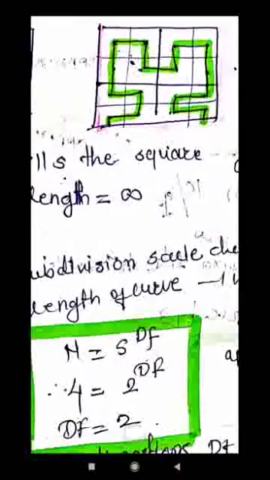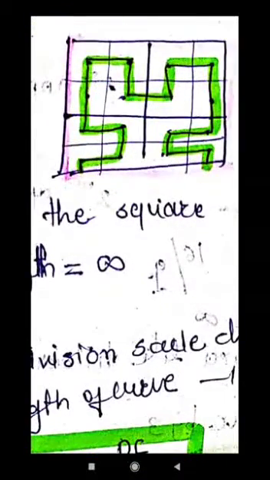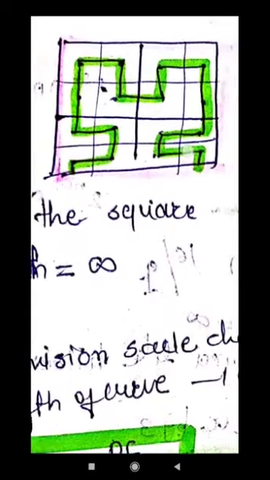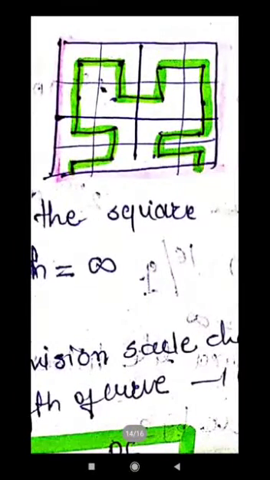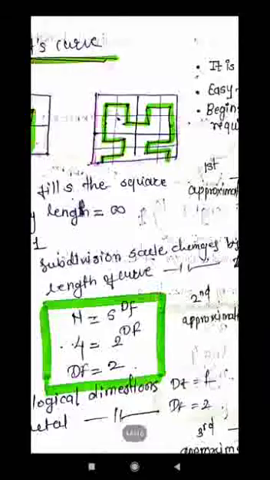So how do we draw this line? You start from this point and draw the curve from this point to this point. We move from this quadrant to this one, then this quadrant, and then the next quadrant. In this way the line will fill the square. So this is how the Hilbert curve is drawn.